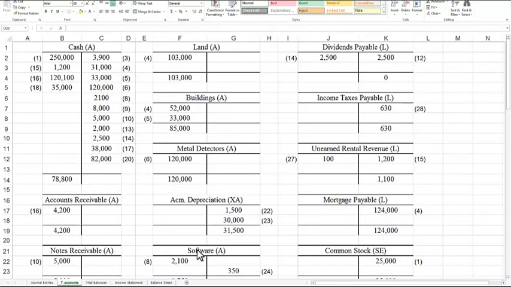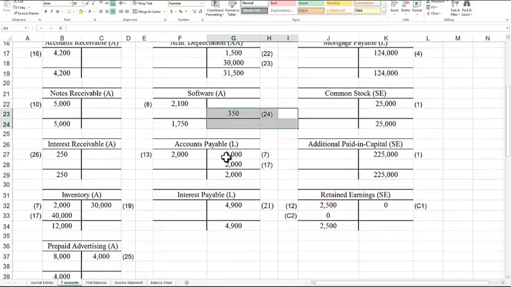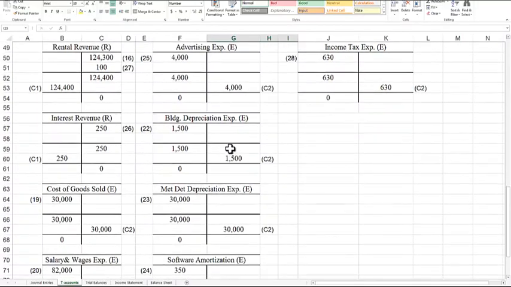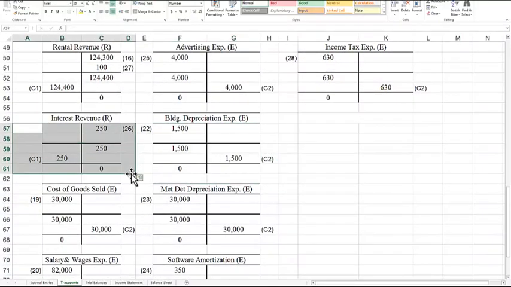So we go back to our page of T accounts and we have more things filled in. Accumulated depreciation is now filled in after the adjusting entries. We can see the adjustment to the software account that we made. And then for expenses and revenues, we have more of them filled in, like building depreciation expense and interest revenue, filled in through the adjusting entries.